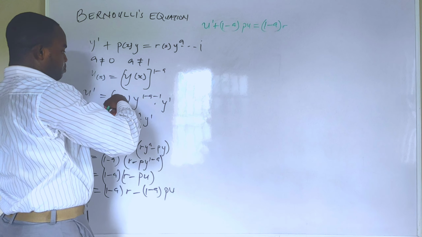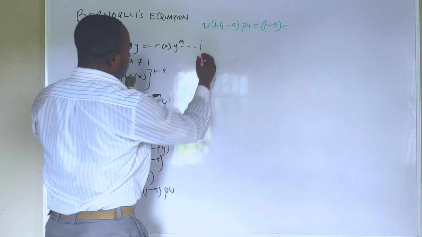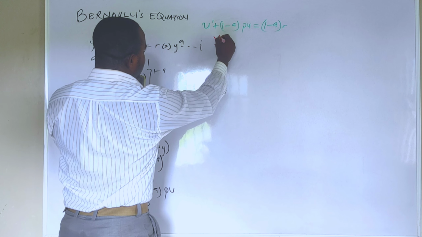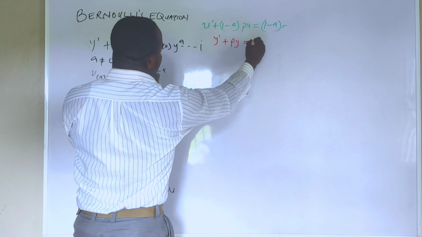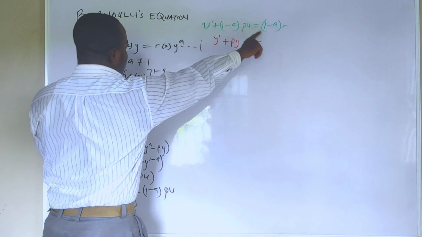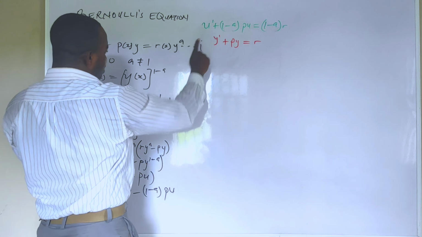You will notice at this point that this new differential equation is similar to y prime plus p y equals r, which is the linear form we are very well aware of. So you will notice now that we have rewritten the Bernoulli equation in linear form.